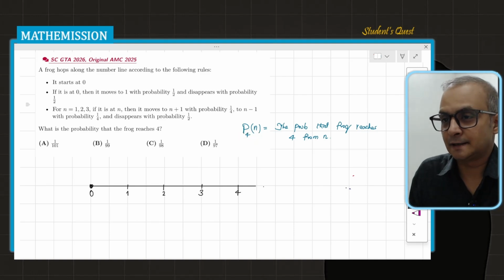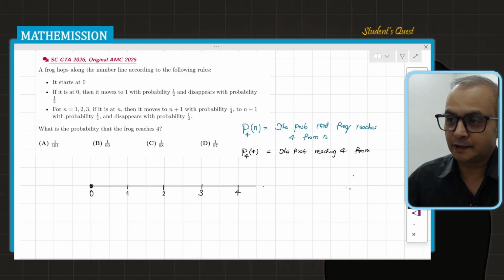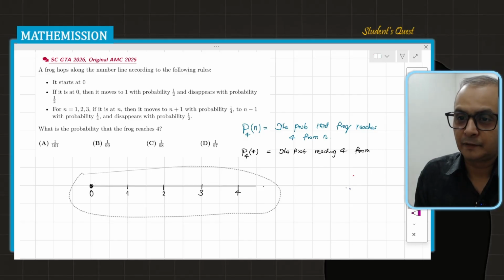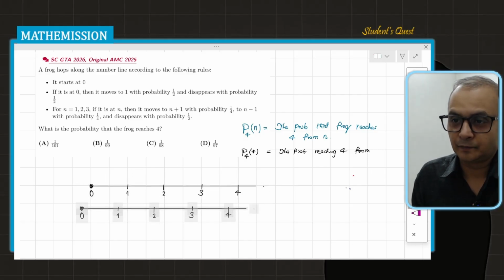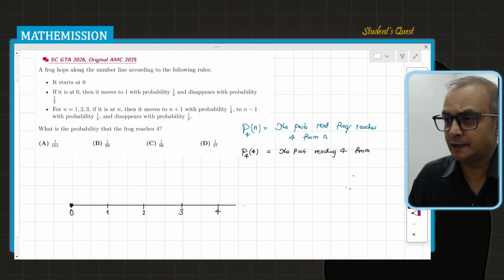Suppose I say the probability of reaching 4 from 4. So suppose someone is already standing at position 4. What is the probability that it will reach 4? That is 100% because it is already there. So that value is 1.